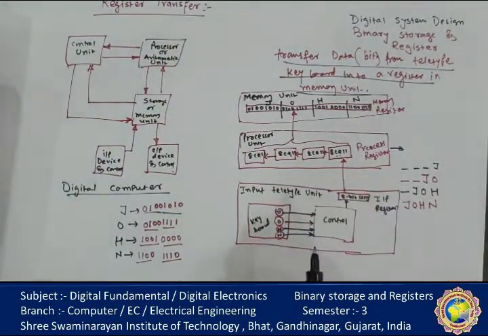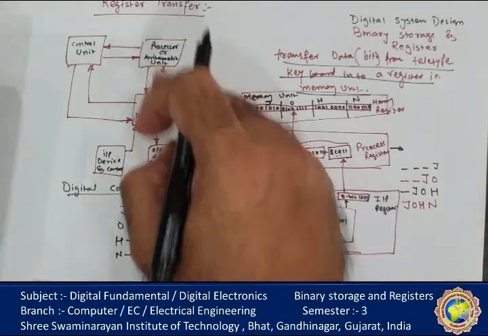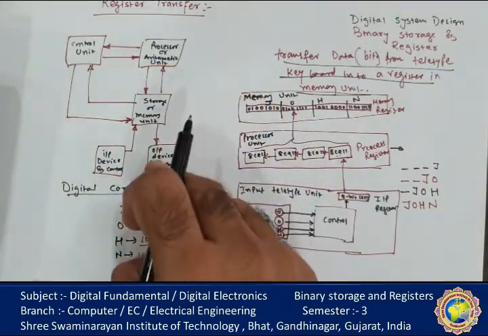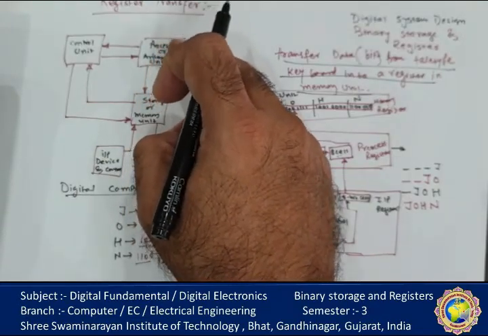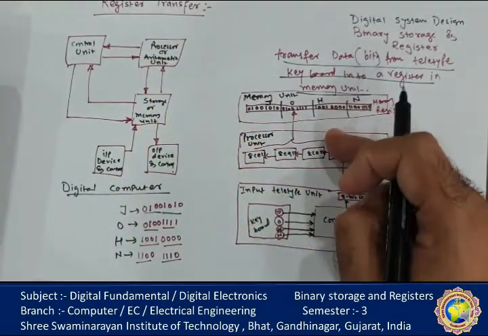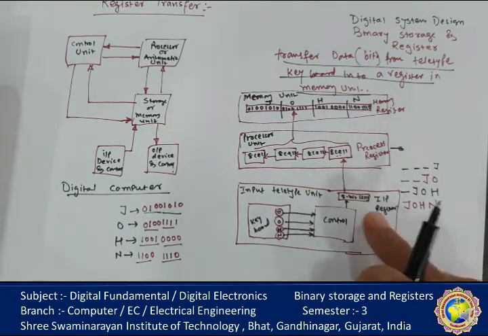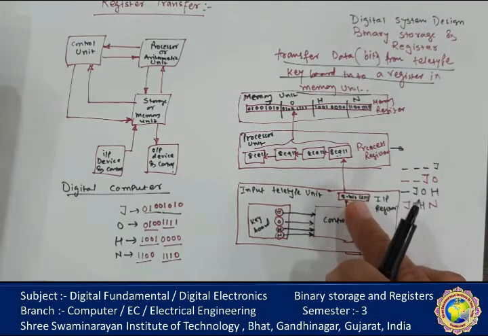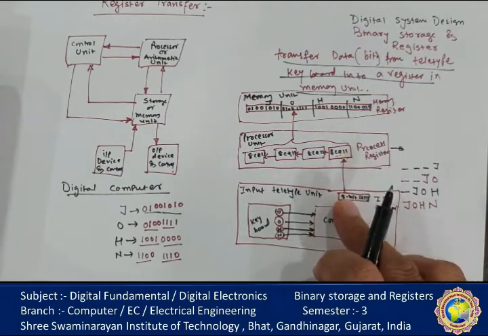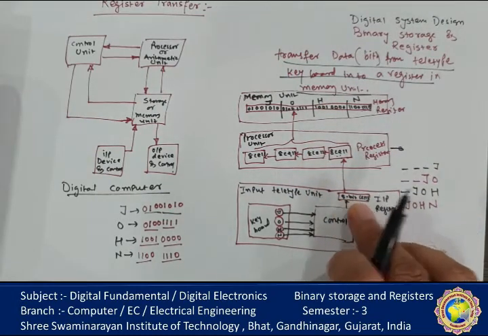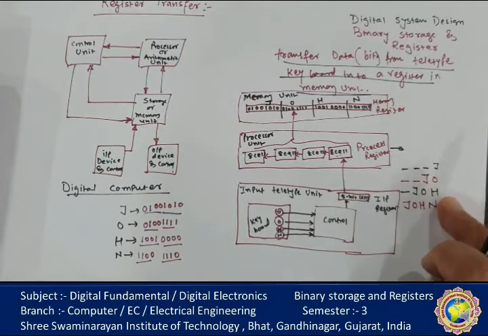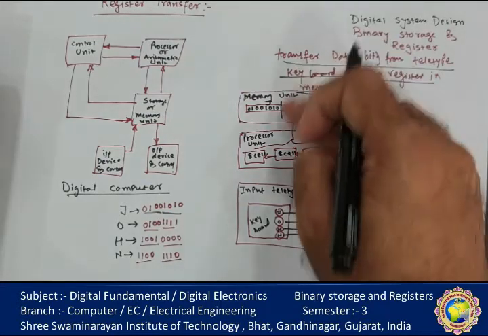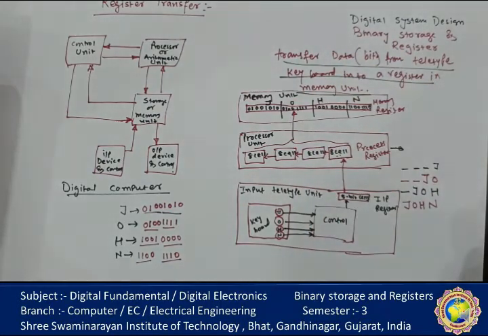The same thing happens in reverse for the output device. Suppose I want to display or print some data: the control unit sends it to the processor, and then the information is transferred one by one to the output device. Every bit, suppose here this is a printer. So the processor sends J to be printed here, then O next, H and N. In this way, output data transfer is also possible through a register.